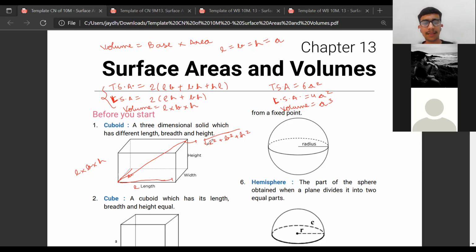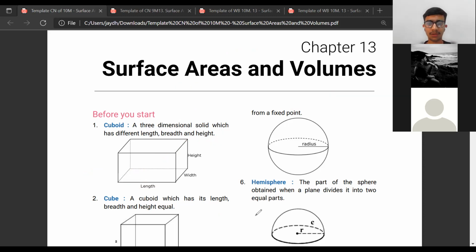What will be the diagonal for a cube? Root 3A. You just have to put L, B and H as A. So you'll get root of 3A square. A comes out of the square root and we have root 3 A as the diagonal. Great. Let's move on.